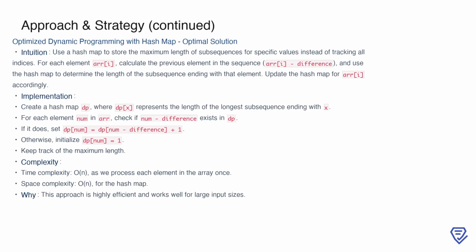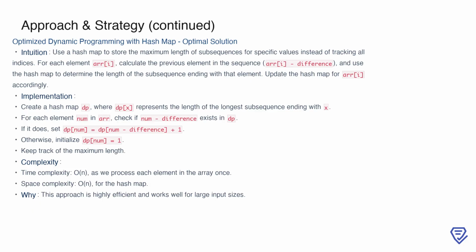To address the inefficiencies of the nested loop DP approach, we turn to an optimized dynamic programming strategy that leverages a hash map. Instead of tracking all indices, the intuition is to use a hash map to store the maximum length of subsequences for specific values. For each element in the array, we calculate what the previous element in the sequence should be, which is the current element minus the given difference. Using the hash map, we can directly determine the length of the subsequence ending with that previous element, if it exists, and then update the hash map for the current element accordingly.